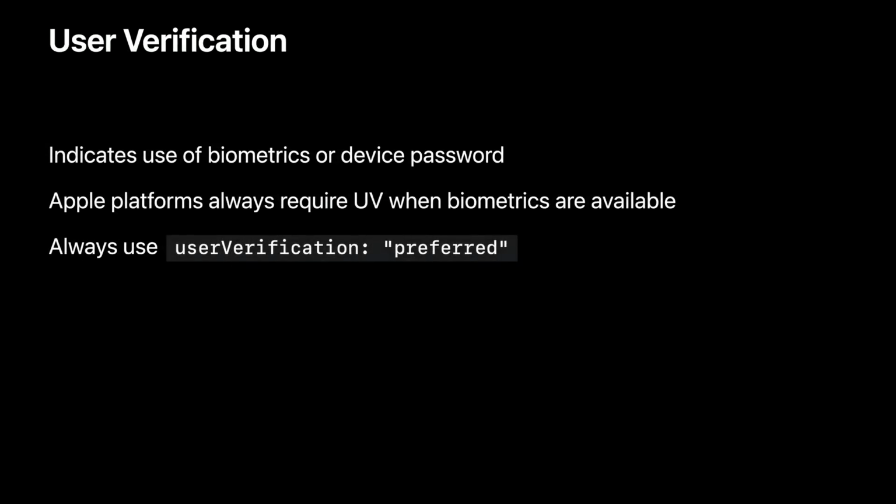One thing to note when using WebAuthn is how Apple platforms handle user verification, or UV. UV is a Boolean field in a WebAuthn response that indicates whether the authenticator attempted to verify that the current user is the owner of the device. On Apple devices, a value of 1 indicates that biometrics or a password or passcode were used. Apple platforms will always require UV for passkeys when biometrics are available, so you don't have to worry about that.